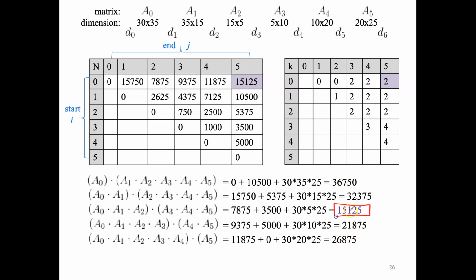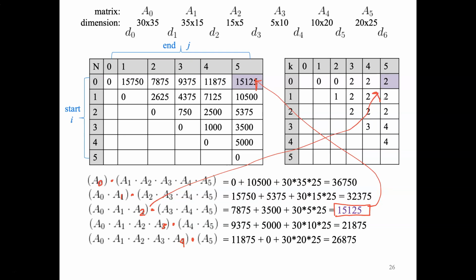This is that smallest value which we record, and then we record which k value gave us this smallest value. In this case, k is 0, here k is 1, k is 2, 3, and 4. This is right where immediately before our last multiplication occurs, so this helps us reconstruct that parenthesization. And in this case, when k is equal to 2, this gave us the smallest value.